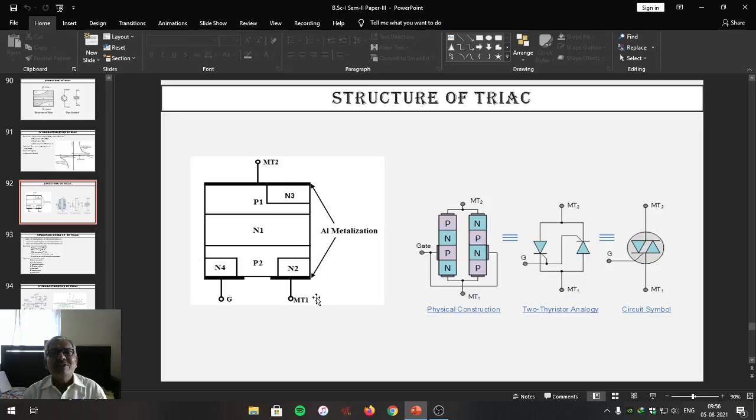In the second case, when MT1 is positive and MT2 is negative, the MT1 power supply forward biases the P region and reverse biases N2. So that's why N2 doesn't conduct. But since MT2 is negative, it will forward bias the N3 region, whereas it reverse biases the P1 region. So that's why the conducting regions are P2, N1, P1, N3. This is another SCR which starts conducting.